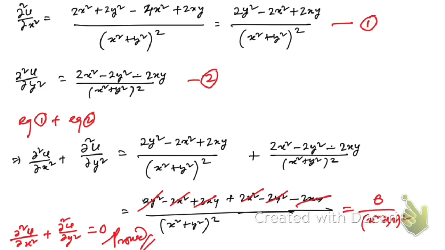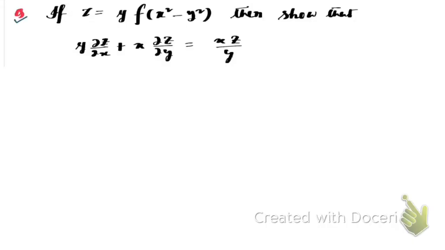So let's take the last question for today. Now let's solve this problem. So here z is equal to y into f of x square minus y square. So now you see, we need to prove this one.